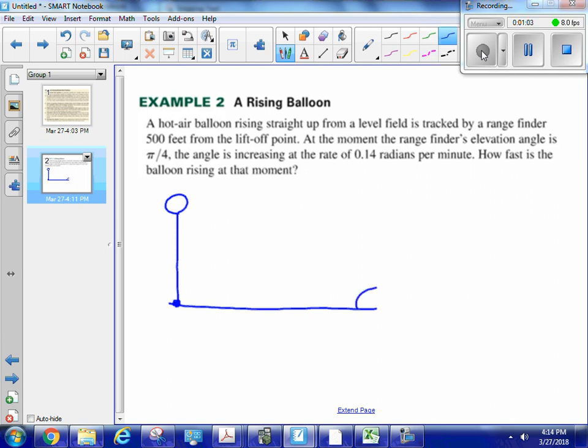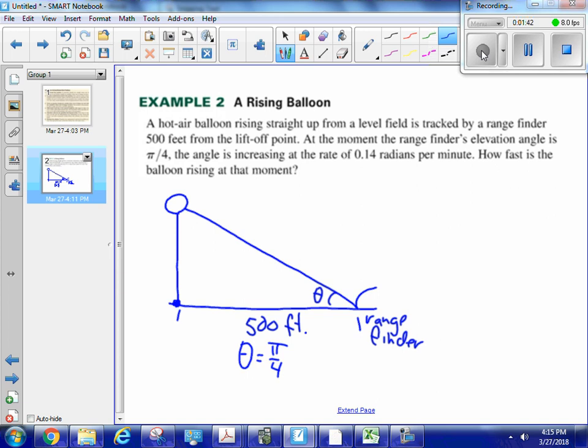And my rangefinder, I'll call this right here, rangefinder, is over here. And I know that this distance right here is 500 feet. At the moment, the rangefinder's elevation angle is pi over 4. So that means, as I'm looking over here at the balloon, this angle of elevation, which I'm going to call theta, so theta is equal to pi over 4. The angle is increasing at the rate of 0.14 radians per minute. How fast is the balloon rising at that moment?